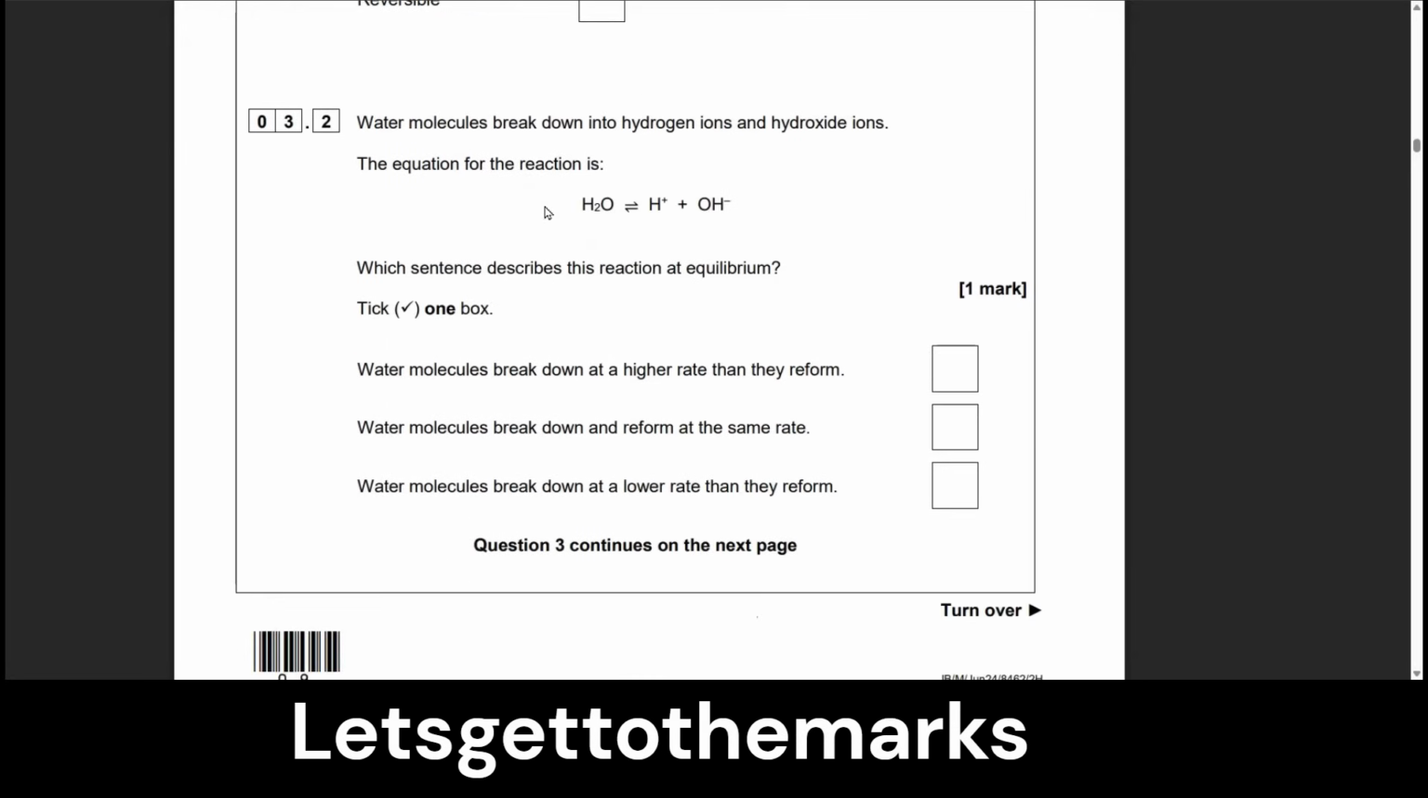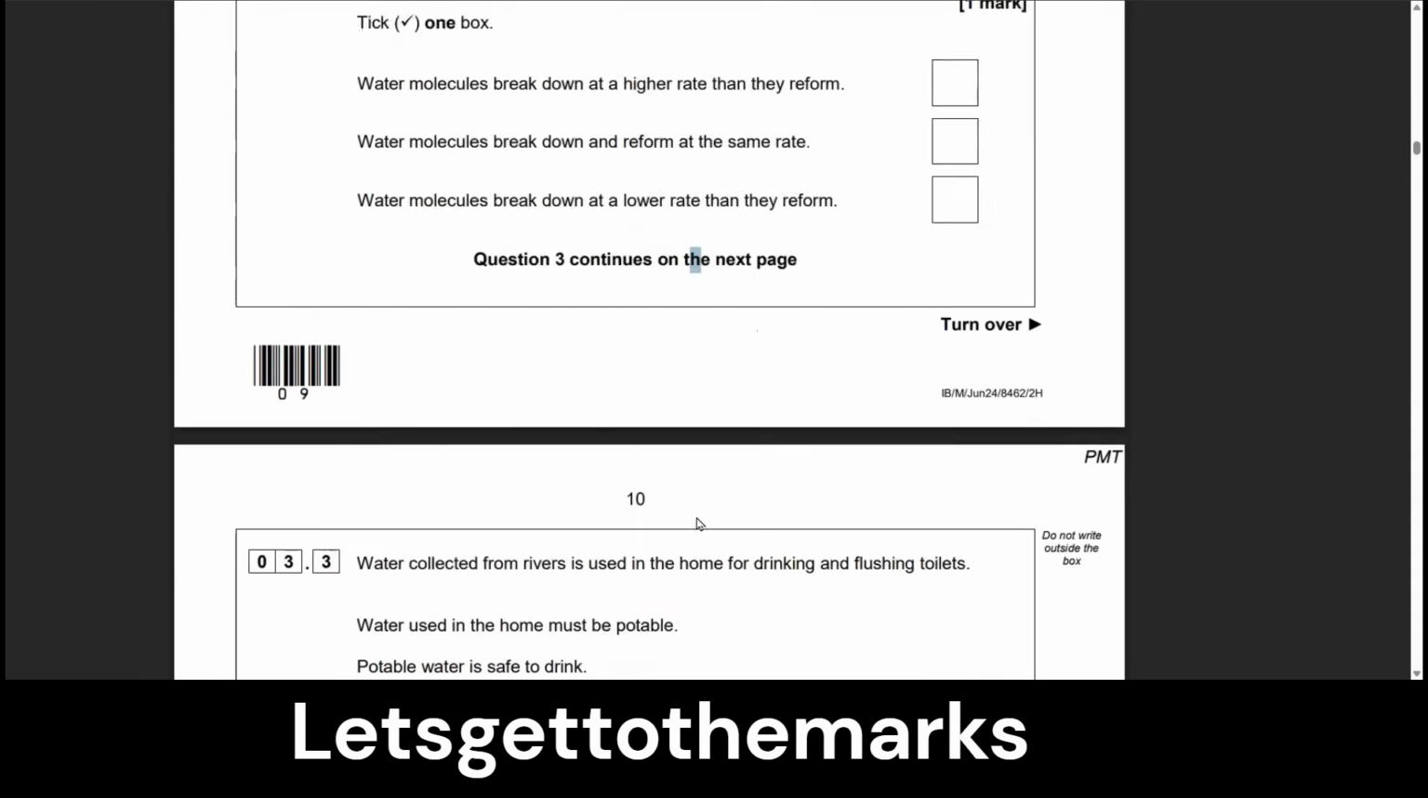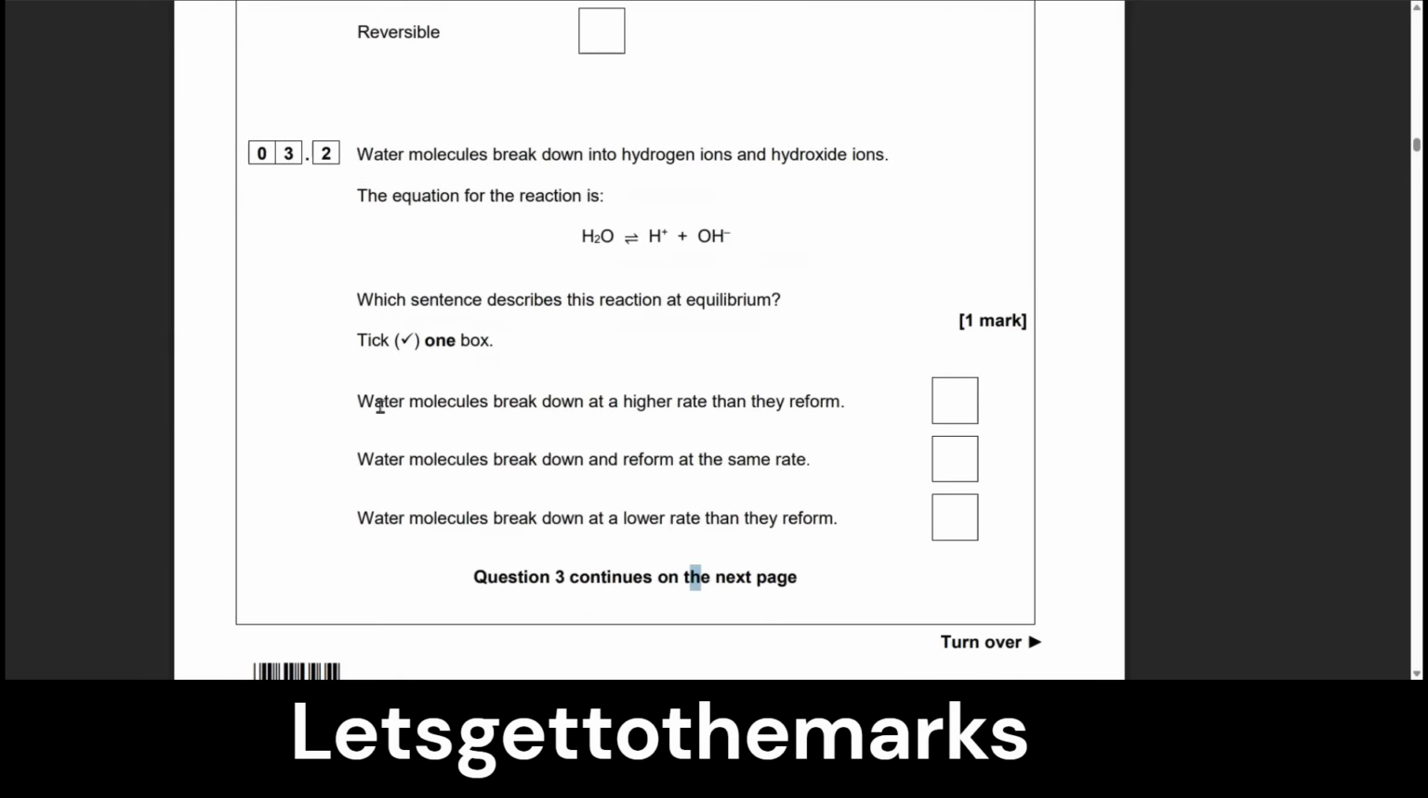Okay, water molecules break down into hydrogen ions and hydroxide ions. The equation is H2O reversible, hydrogen ions, hydroxide ions. Which sentence describes this reaction at equilibrium? Is there another box on the next page? Because that'd be just done. No, there isn't.